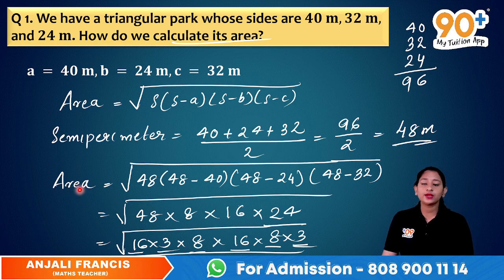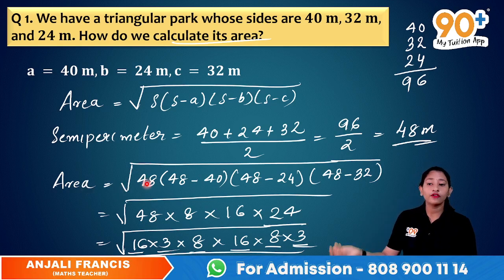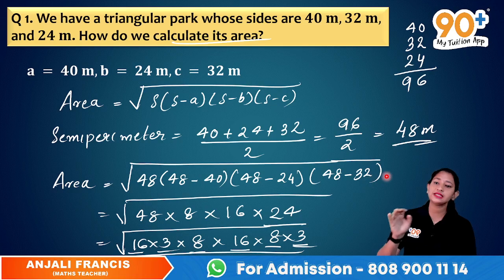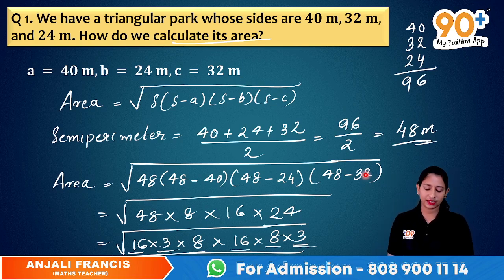Then area is equal to, let's just substitute the equation. So here root of 48 into 48 minus 40 into 48 minus 24 into 48 minus 32. Is it okay? Yes. Then root of 48, write it as it is. 48 minus 40 we already know is 8. 48 minus 24 we will get 24. 48 minus 32 we will get 16. No doubts, it is clear how 16 and 24 come?